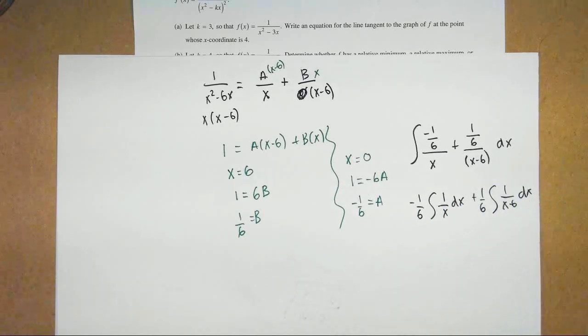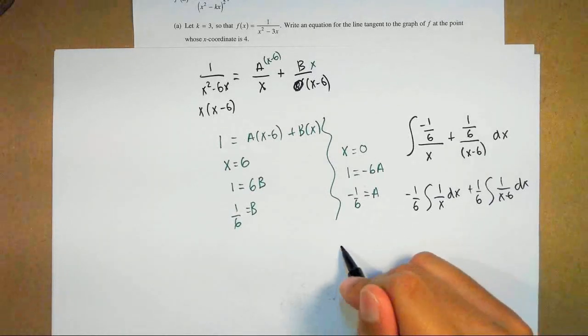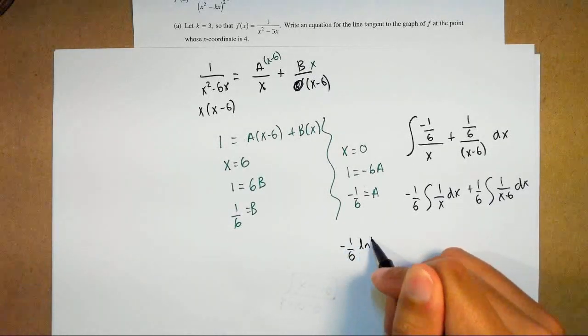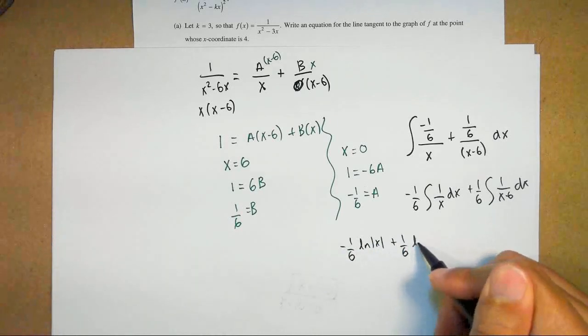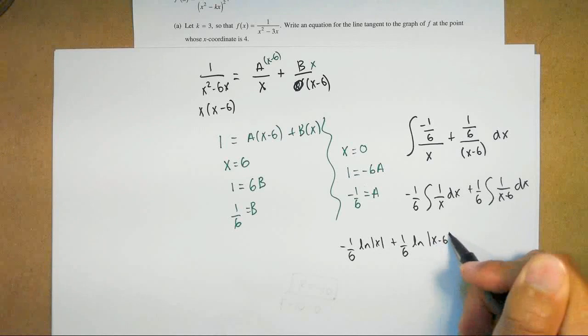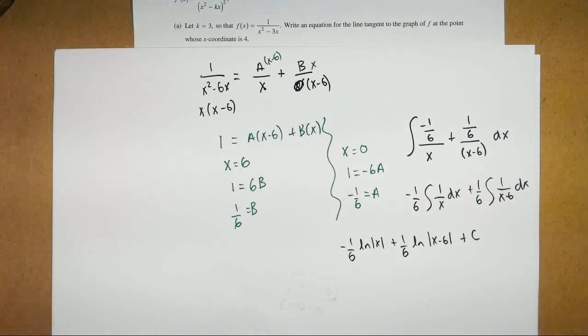And then this becomes one of those where it's just, how do you integrate 1 over x? Well, this is going to become negative 1 over 6 ln absolute value of x plus 1 over 6 ln absolute value of x minus 6. And don't forget the famous plus c at the end. And the last thing is you're not going to have an answer like this because you see how these have common terms in the front? The fact that this is minus, what I can first do is factor out a 1/6.